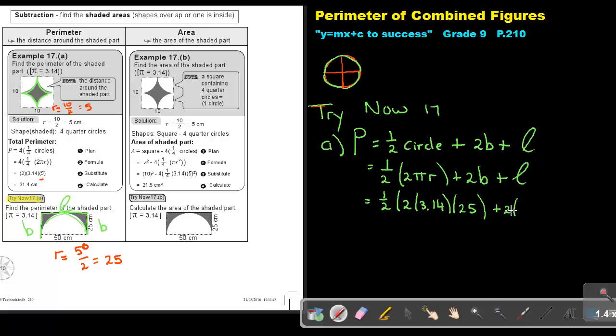Now, what is the breadth? That's 25. And what is the length? That is the 50. And if I work it out, if I multiply first just this, just multiply it on your calculator, 78.5 plus this is 50 plus the length, which is also 50, and if I add it up, it's 178.5 centimeter, and that will be the perimeter of the shaded part.